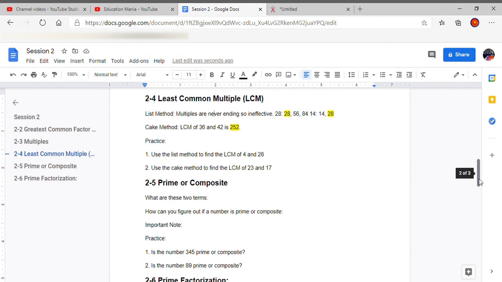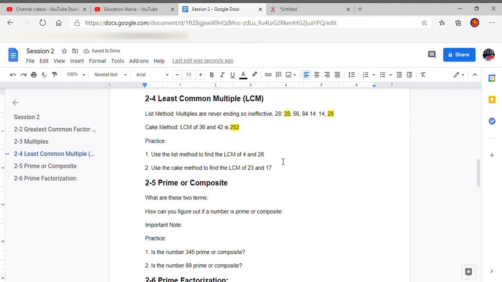First one, use the list method to find the LCM of 4 and 26. Number 2, use the cake method to find the LCM of 23 and 17. Okay, so hopefully you paused it and you figured both of them out. Let's try to find them using the list method for this.